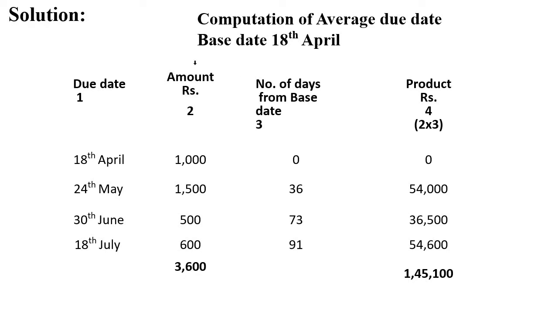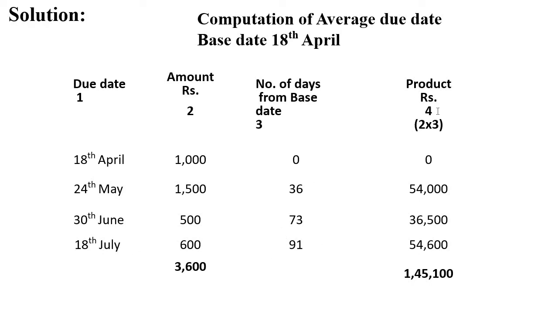So with the help of base date, we have found out the due date and the number of days. For 18th April, the number of days available is nil. For 24th May due date, the number of days is 36. For 30th June, the number of days is 73. For 18th July, the number of days is 91.